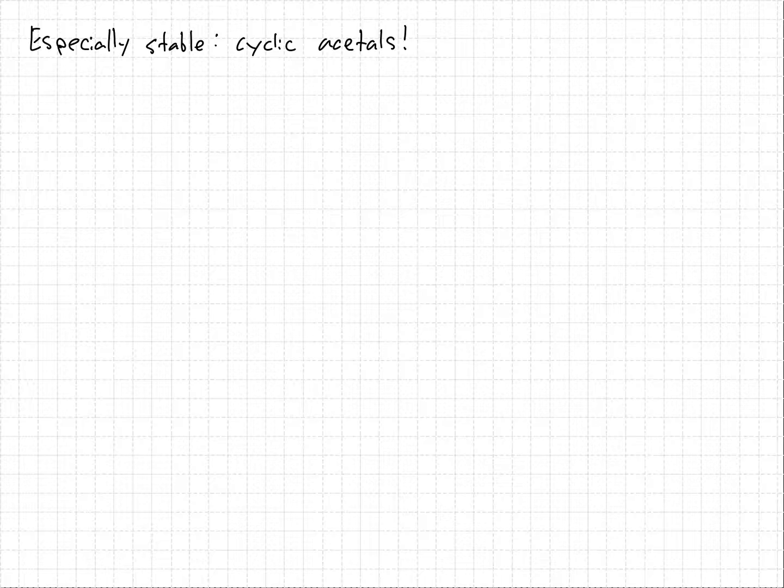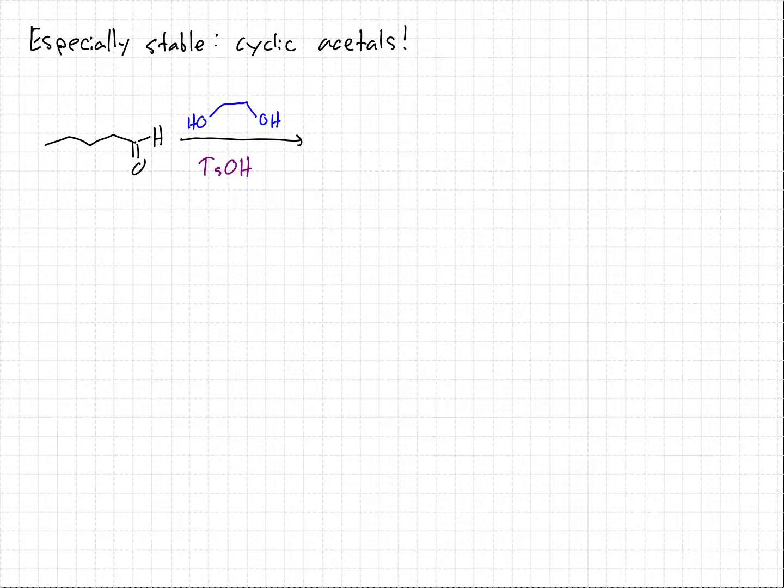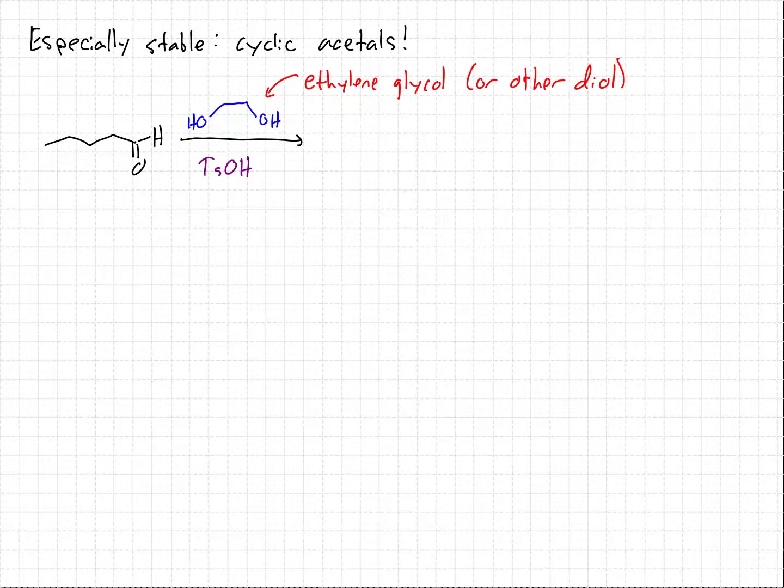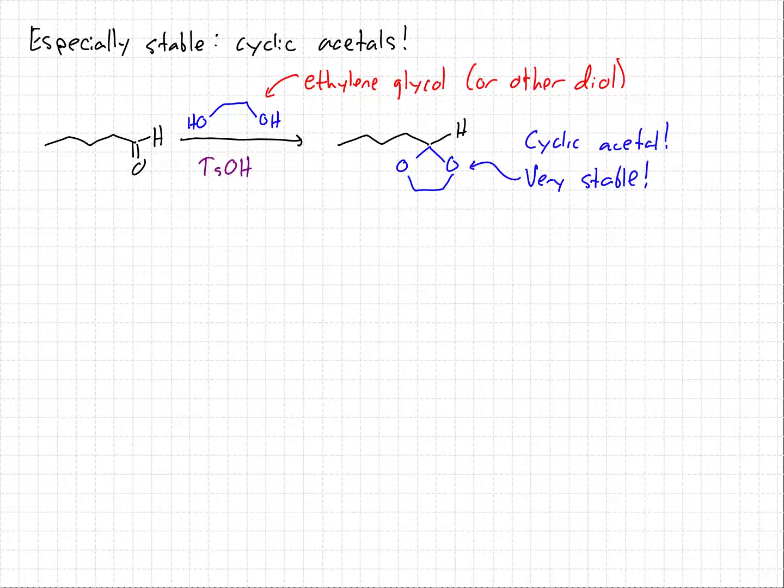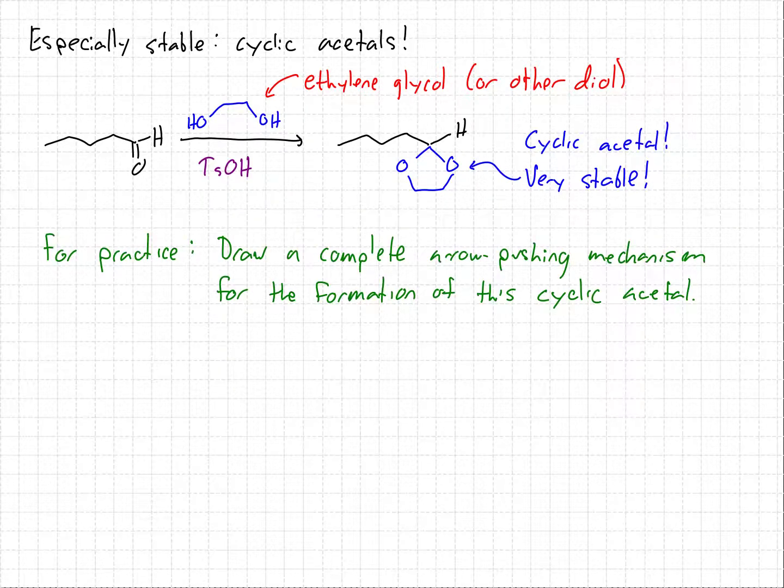Okay, so an especially stable variant of this functional group is a cyclic acetal. A cyclic acetal can be formed from an aldehyde or a ketone when we treat it with ethylene glycol or some other diol. So here, instead of having two separate equivalents of an OH group that add to our carbonyl carbon, the OH groups are bound together by some sort of tether. And so we're going to get this cyclic formation like this, which is very, very stable. So these compounds are much easier to form, and they're actually also quite a bit more stable.